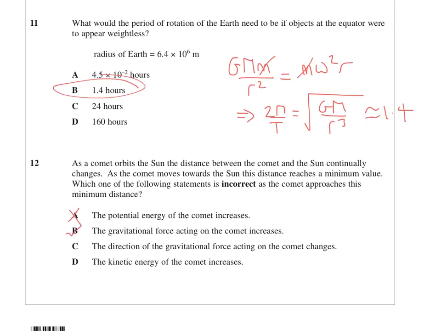Yes, it would, because it's got closer. The direction of the force acting on the comet changes. Yes, it would, because it's always acting towards the centre. The kinetic energy increases. Yes, because the velocity increases. So yeah, as we suspected earlier, it was indeed A.